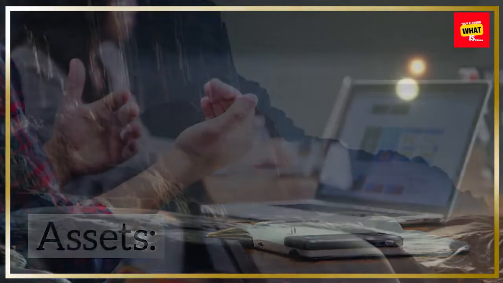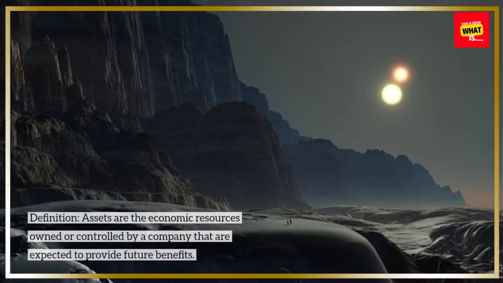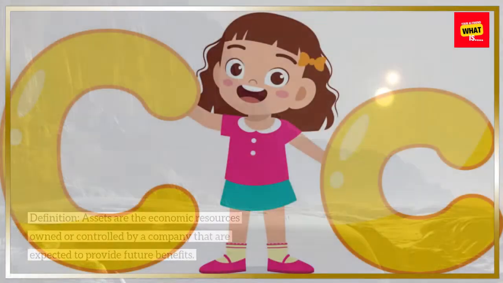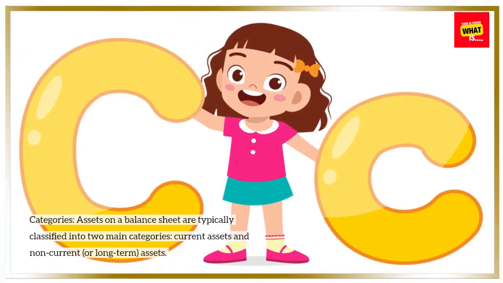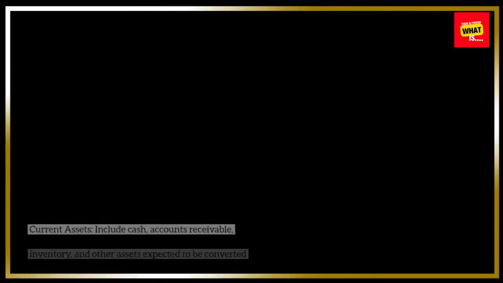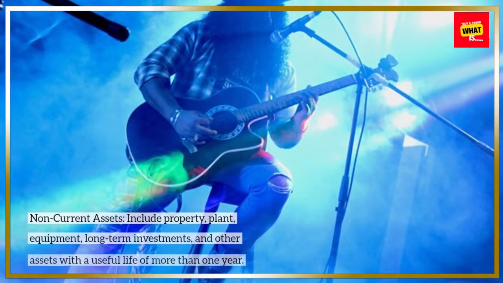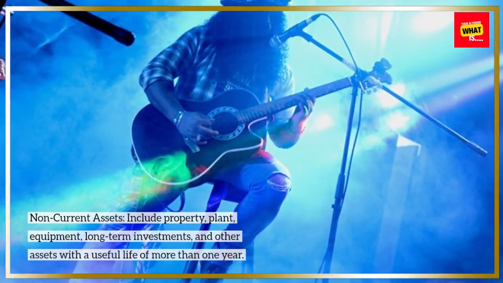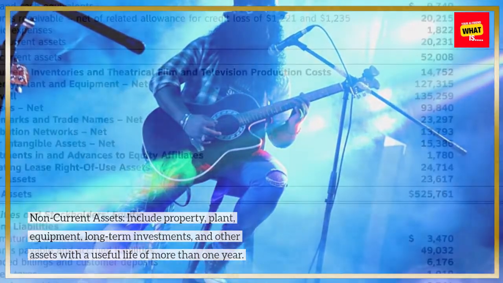Assets. Definition. Assets are the economic resources owned or controlled by a company that are expected to provide future benefits. Categories. Assets on a balance sheet are typically classified into two main categories: current assets and non-current, or long-term, assets. Current assets include cash, accounts receivable, inventory, and other assets expected to be converted into cash or used up within 1 year. Non-current assets include property, plant, equipment, long-term investments, and other assets with a useful life of more than 1 year.